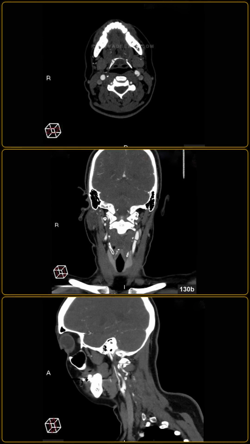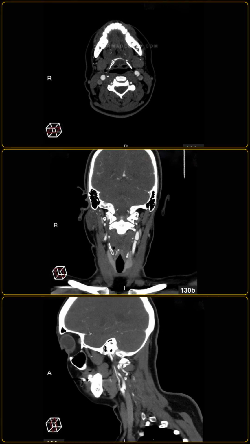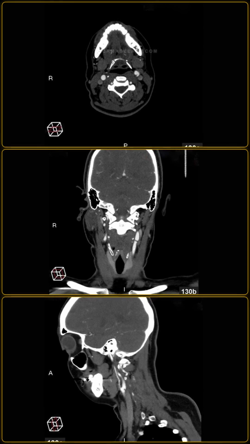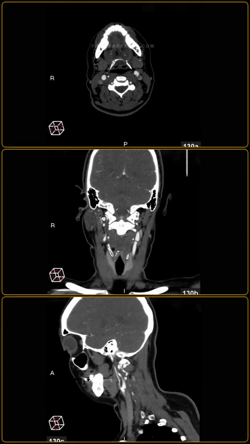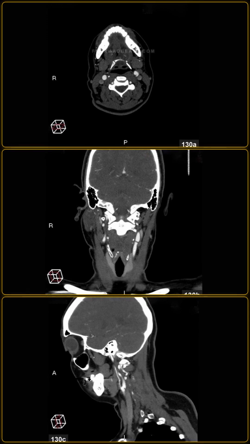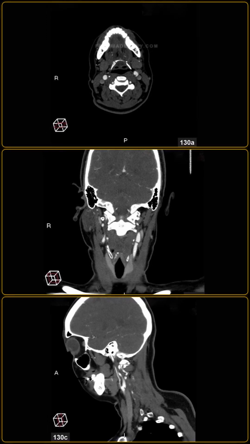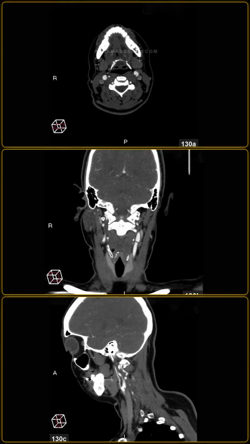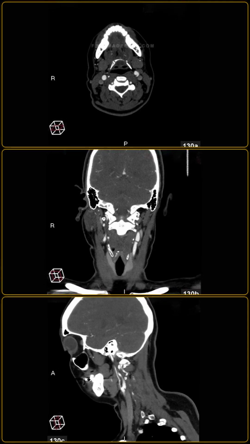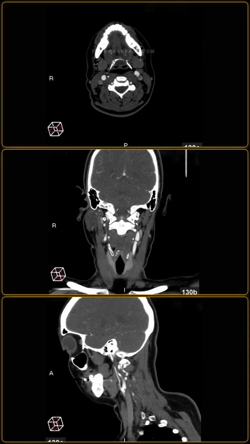A carotid dissection typically presents with a longer segment of narrowing, located more distally in the cervical segment, and exhibits a classic flame-shaped tapering or double lumen on sagittal views. An atherosclerotic plaque would show more irregular borders, eccentric calcification, and occur in older patients with typical cardiovascular risk factors.